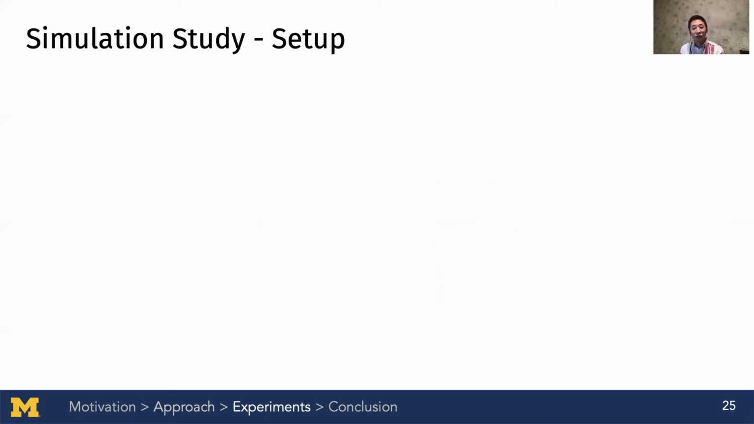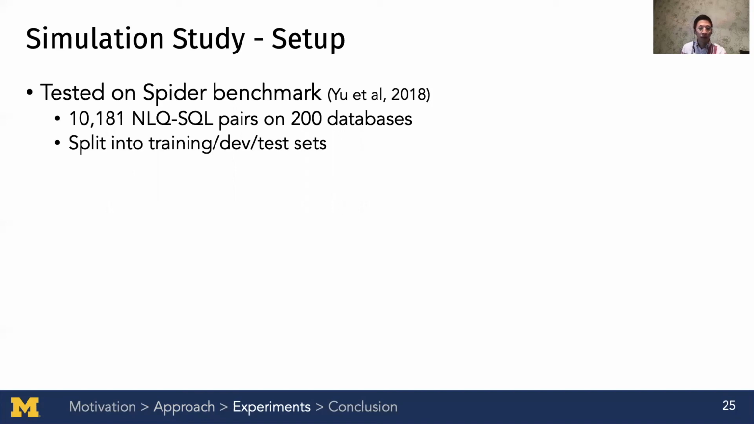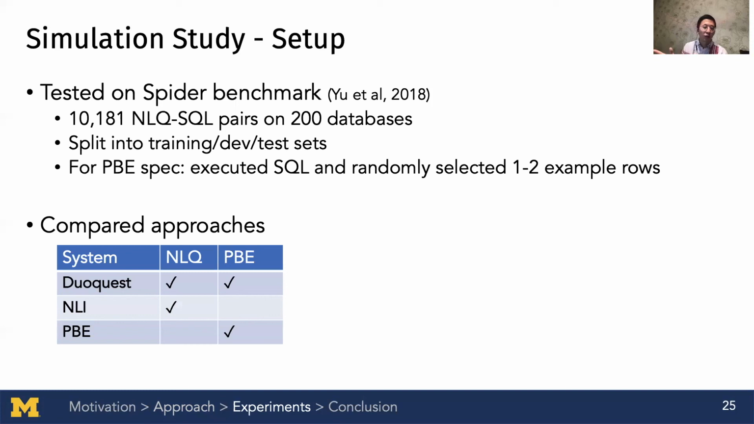We also did a simulation study not involving users. We tested on the SPIDER benchmark, which is a benchmark of many natural language to SQL pairs on many databases. It's split into a training, dev, and a test set. Because this benchmark is a natural language benchmark and not a PBE benchmark, for the PBE specification, we executed the SQL and randomly selected 1 or 2 example rows as the input to the PBE. And we compared approaches where Duoquest takes in both specifications, and the other systems take in their respective specifications.